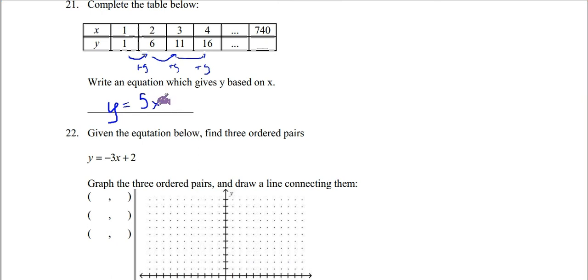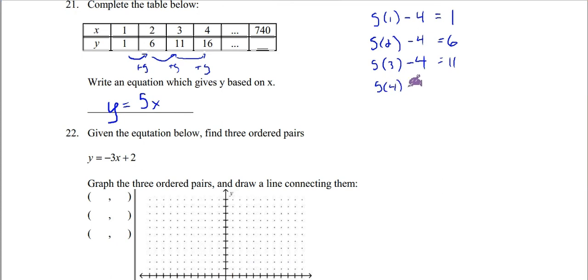If this is the equation, then 5 times x is it. That gives me y. 5 times 1 is 5, but it's supposed to be giving me 1. So how do I fix that? I subtract 4. Let's try it on the second one. 5 times 2, that's 10. But I'm supposed to be getting 6. And wouldn't you know it, subtracting 4 would fix that. 5 times 3 is 15. But I'm supposed to be getting 11. And if I subtracted 4, that would fix it. 5 times 4 is 20. If I subtract 4 from it, let's see what happens. 20 minus 4 is 16. And that's what I'm supposed to be getting for y. So that must be the rule. Subtract 4 every time, and we're good.